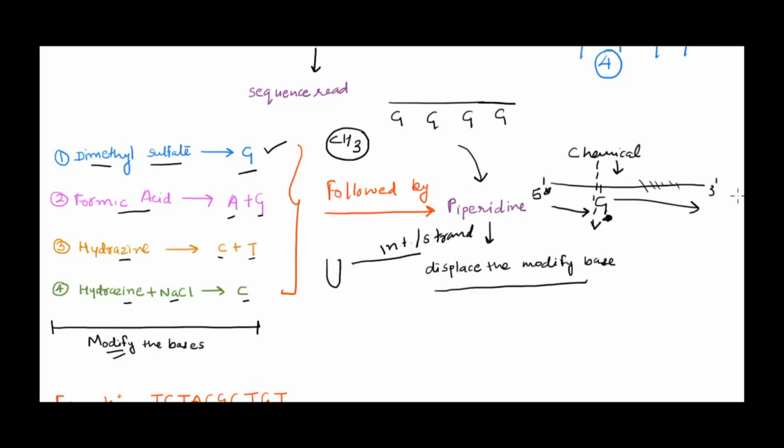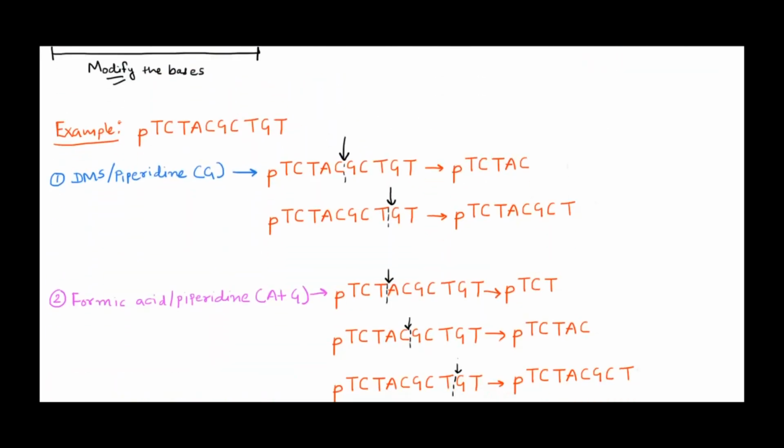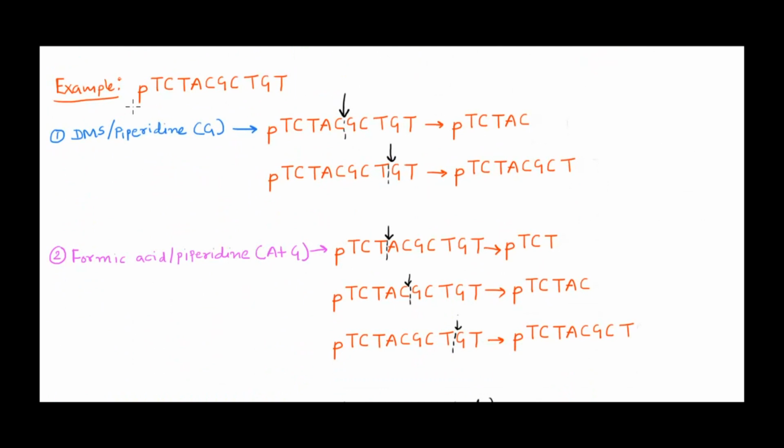You will see why. So now, say for example, this is the sequence that I'm working with, a single stranded form with a radioactively labeled 5' end. In my tube A, I have added dimethyl sulfate followed by piperidine. That means I'm looking for guanine residues in the strand. So suppose this is the first strand.